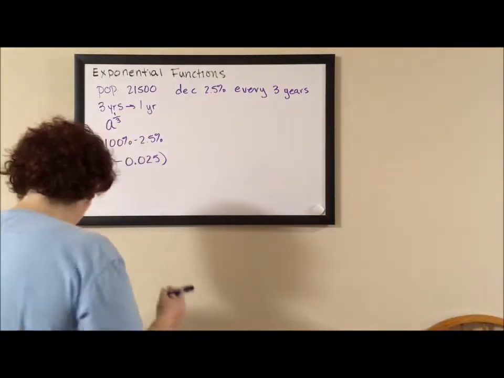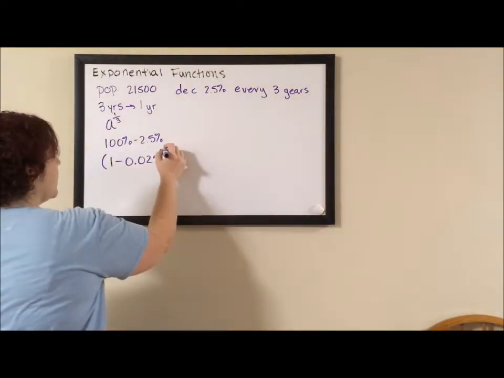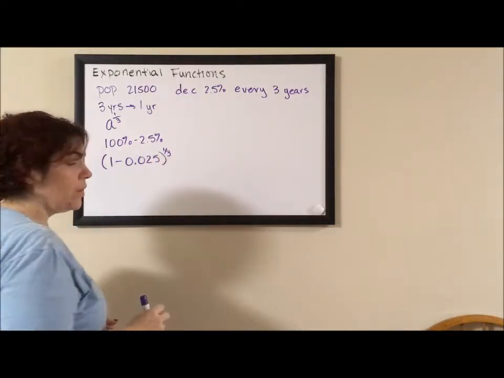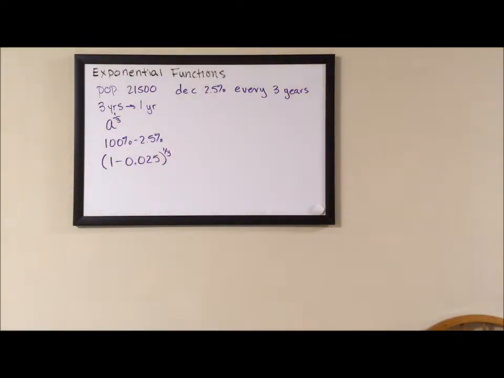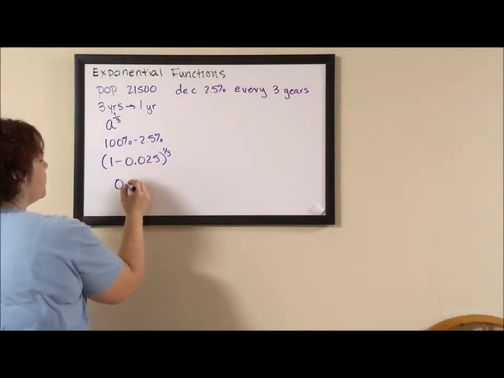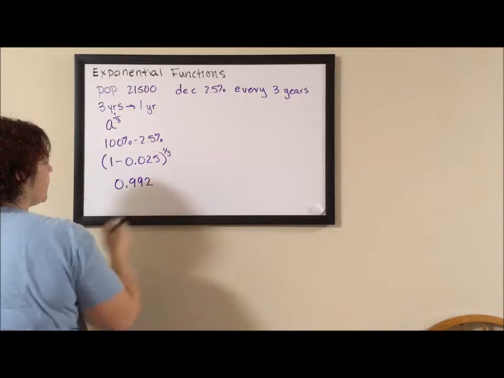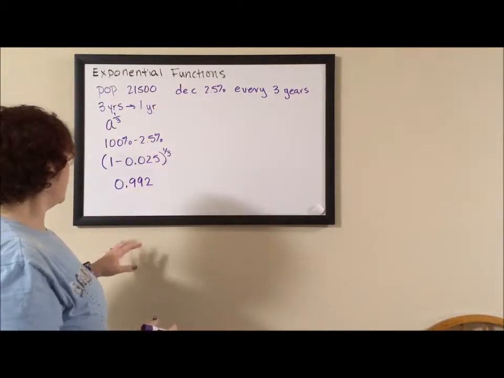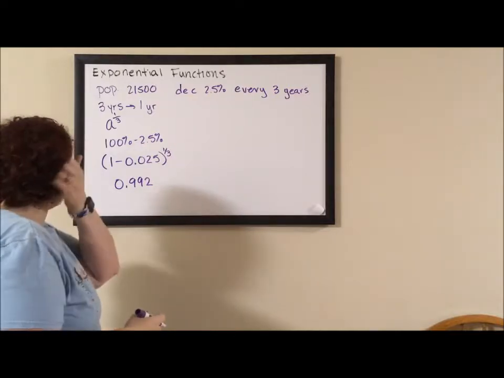1 year. So I'm going to take this number and take it to the 1/3. If I take that number to the 1/3, I'm going to end up with 0.992. Okay, well now I have everything I need to solve this problem.